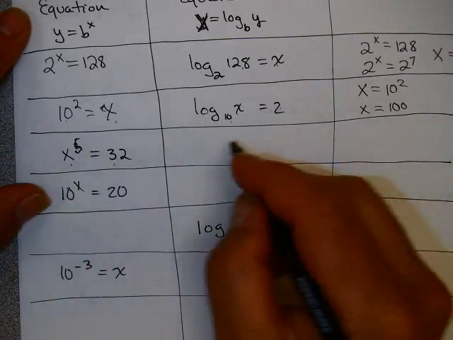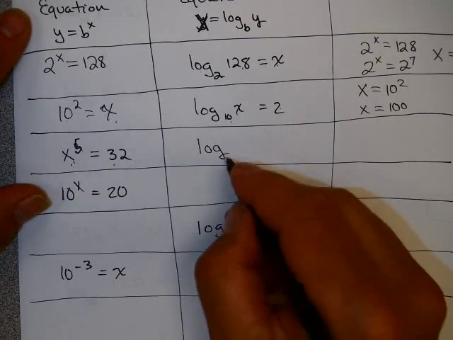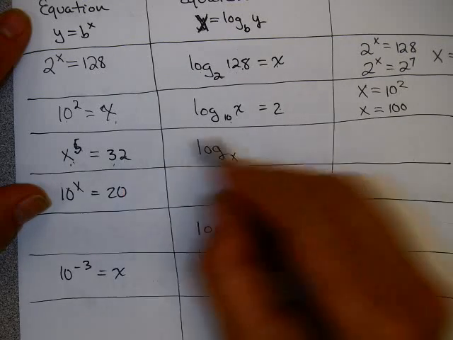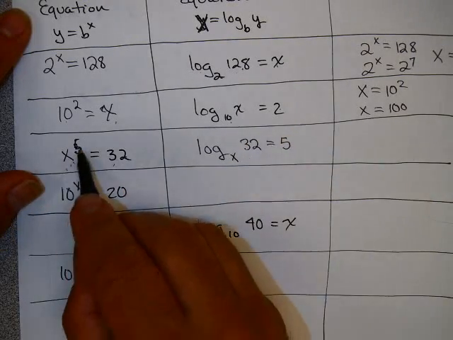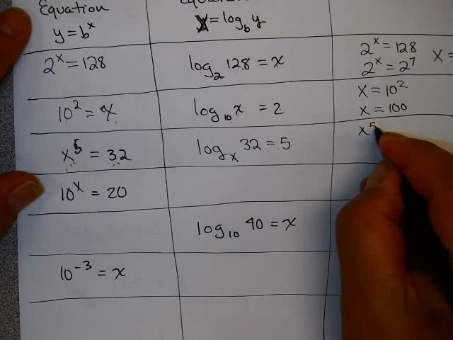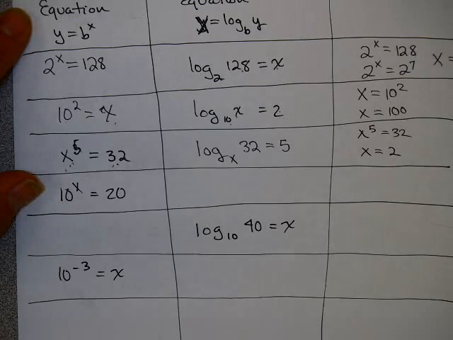Here, x to the 5th equals 32 is equivalent to log base. Well, what's my base here? My base is x. What's my answer? 32. What's my exponent? 5. X to the 5th equals 32. If you take the 5th root of each side, that will give you x equals 2.